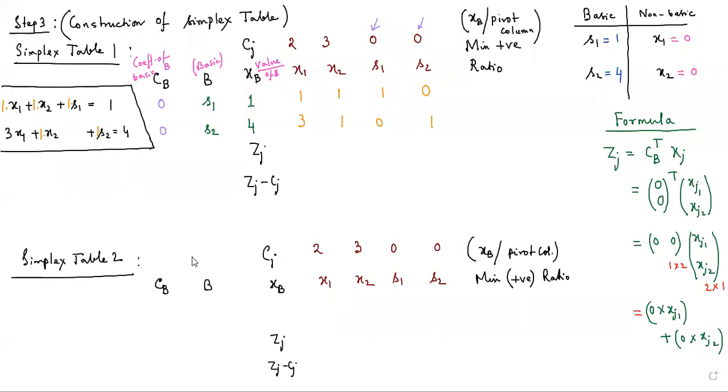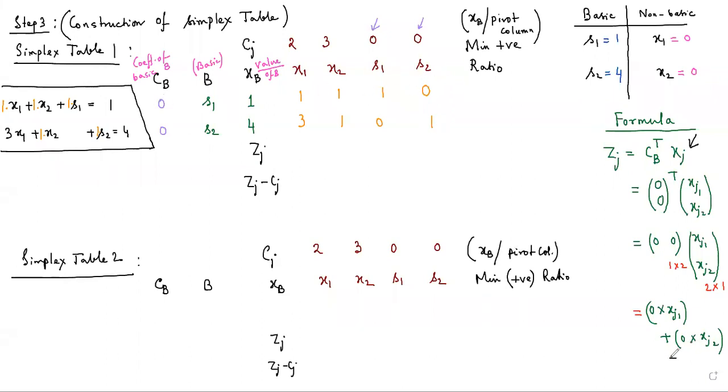Now we are going to apply this formula in the Zj. Now you just look at this. My CB is fixed, CB transpose is fixed, which is 0, 0 over here. My column xj will vary. For the first one, it is 1, 3. For the second one, it is 1, 1. For the third one, it is 1, 0. For the fourth one, it is 0, 1. For each one, we are going to multiply the column by 0, 0.